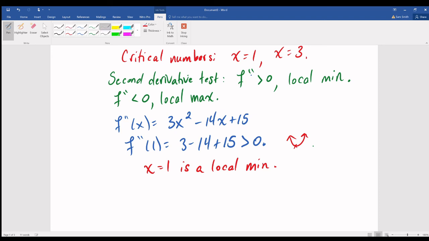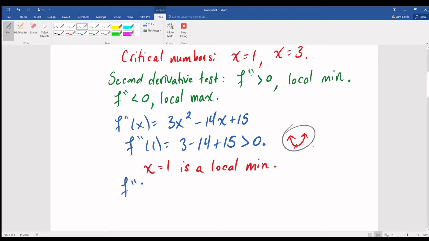And I do find it helpful just to draw this little sketch on the side here, because it helps me to remember that a positive second derivative gives you a local min, which is a little bit opposite, I think, of what most folks expect to happen.